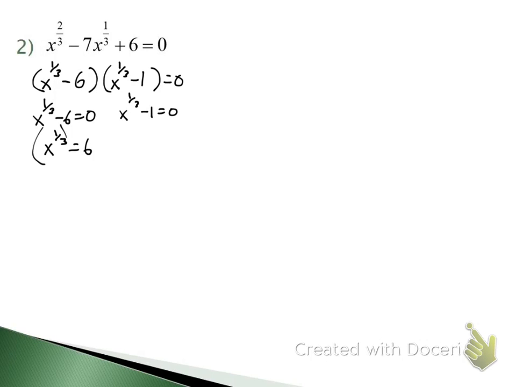Cube both sides, right? So now I have x equals, and what's 6 cubed? I'm trying to do it in my head. Is that 216? Man, that was really bad math. I should really know 6 times 6 times 6, 216, right? And then over here on the right, that's just going to end up equaling what? x equals what? 1. Because 1 cubed is 1.